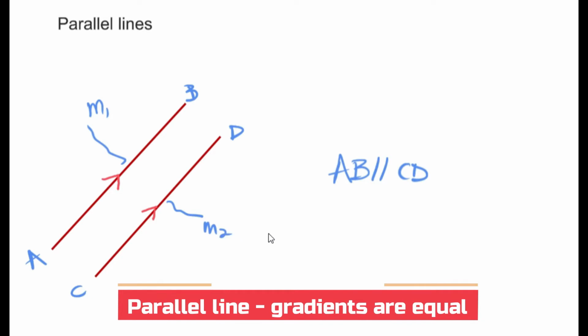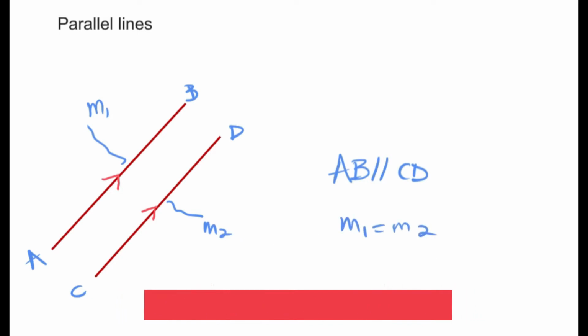Parallel lines. Whenever you're working with parallel lines in analytical geometry, we normally say that the gradients of those lines are usually equal. So what I mean by that is if line AB is parallel to line CD, we understand that the gradient that this forms, let's call this M1, and the gradient that that forms, let's call that M2, we would say that those two gradients are equal.